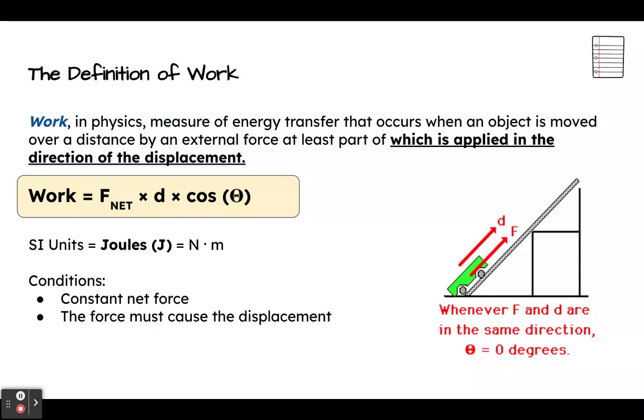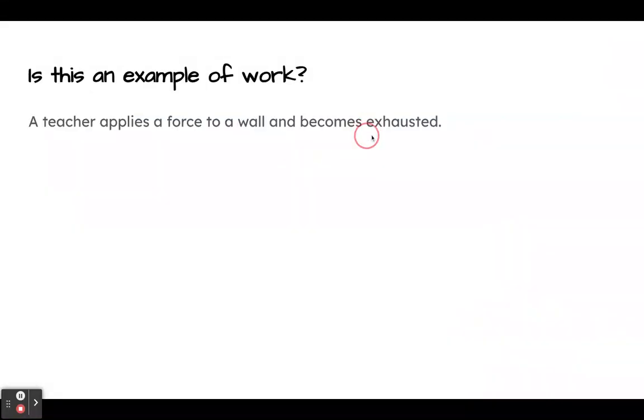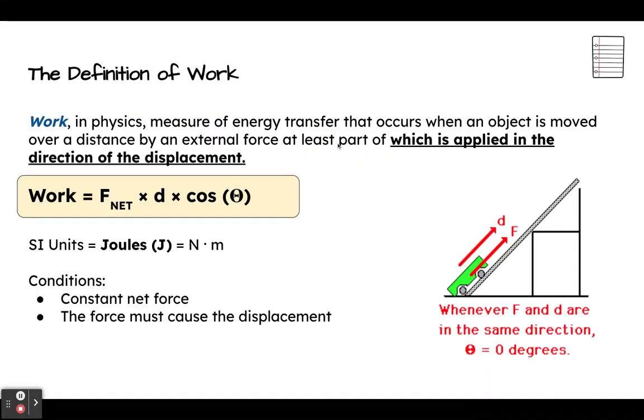And so in physics, you'll see the official definition is that work is an energy transfer that occurs when an object is moved over a distance by a force. And then I went ahead and outlined this right here: the force has to be applied in the same direction as the displacement.